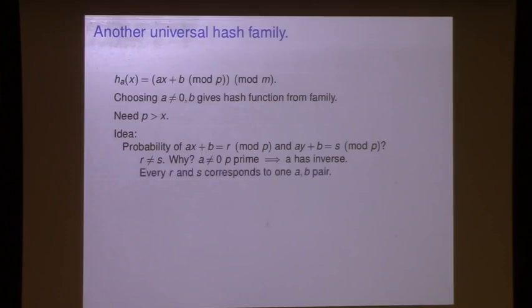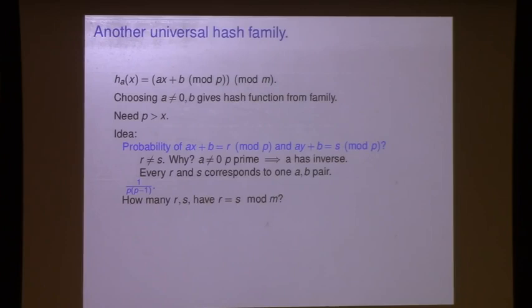Now every r and s corresponds to exactly one a-b pair, so that's 1 out of p times p minus 1. Okay, it says that r is different than s. It's just the same system. It just says it's a system of linear equations. There's one solution. So this probability here in blue is 1 over p times p minus 1.